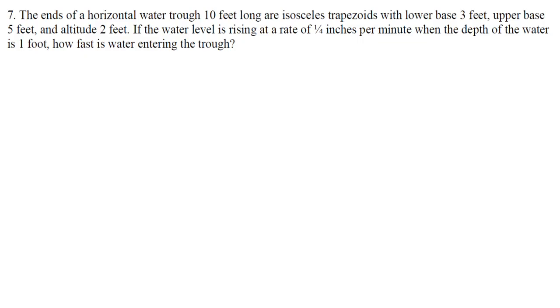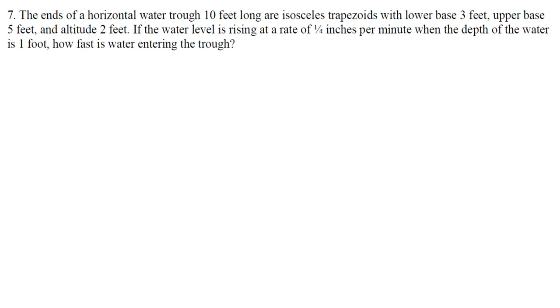And our next problem here, we've got the ends of a horizontal water trough, which are 10 feet long. These are isosceles trapezoids. And the lower base is 3 feet, the upper base is 5 feet, and the height or the altitude of it is 2 feet. Similar thing to what we were doing a couple problems ago with the equilateral triangle. The water level is rising at 1/4 of an inch per minute. And we're looking at when the depth of the water is 1 foot.